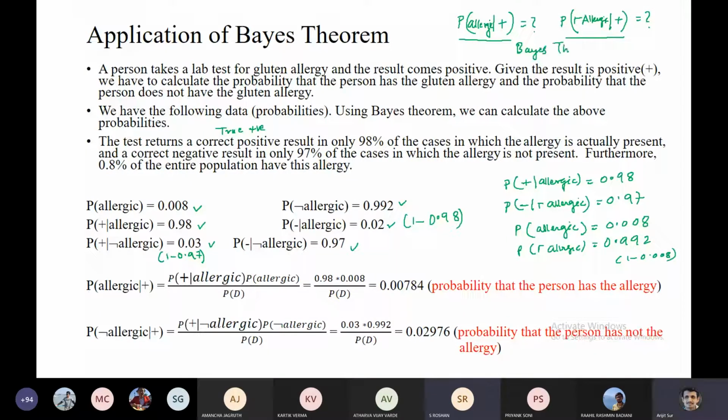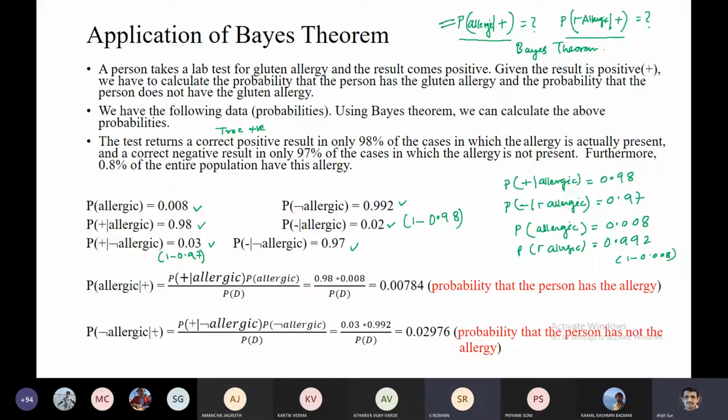What did Bayes theorem say? If allergic is given positive, what is the probability of allergic? This is exactly what we are calculating: given allergic, what is the probability that it is actually positive? P of allergy, how many people, divided by P of the positive, which is basically the total data. So now what is the probability of this, and what is the allergic, given positive?